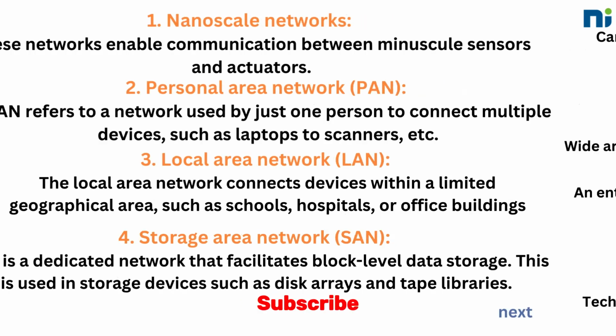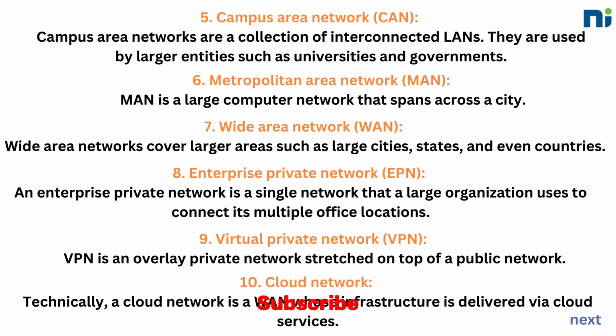Next. 1. Campus area network. Campus area networks are a collection of interconnected LANs. They are used by larger entities such as universities and governments. 2. Metropolitan area network. MAN is a large computer network that spans across a city. 3. Wide area network. WAN.